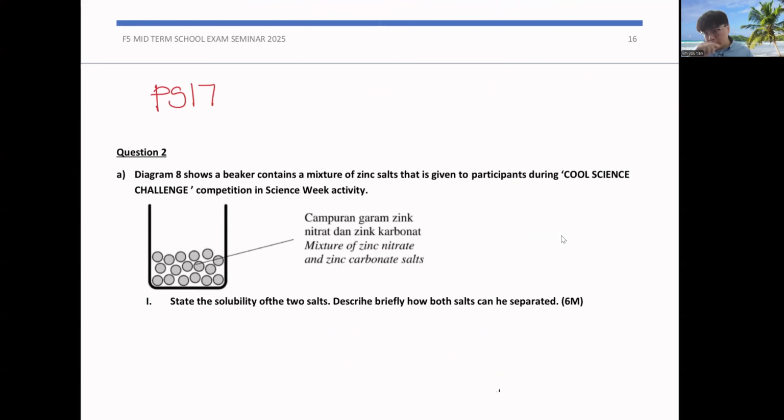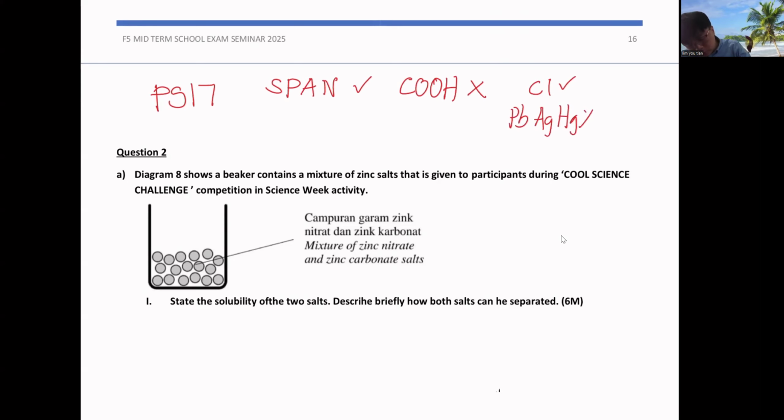Okay, now this is one of the questions that tests you on solubility. So you said we will do some revision again. Anything with SPAN will be soluble. Anything with COOH will be insoluble. So for chloride, all soluble except silver chloride, not soluble.